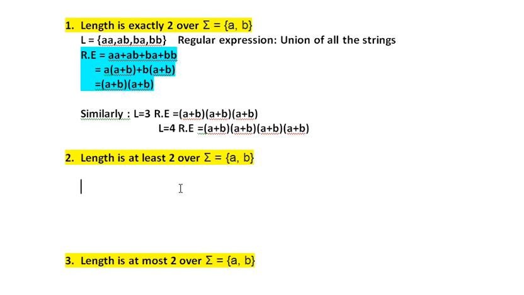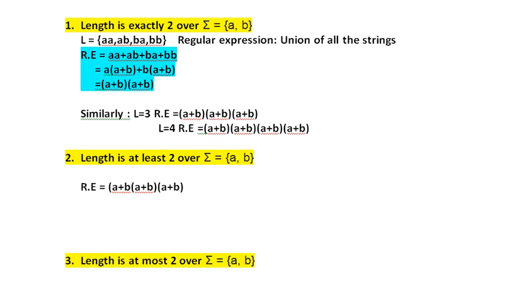So I already know the regular expression for length equals 2. What is the answer? A plus b into a plus b, correct? So this is length equals 2. Now if I want more than that, at least 2 means 2 will be the minimum, and apart from the minimum we can have n number of lengths. So if I take one more length, it will be length equals 3. If I take one more length, length will be 4. If I take one more, then 5, and so on. So it will be n number of times.